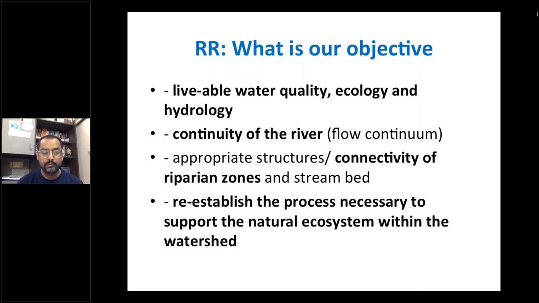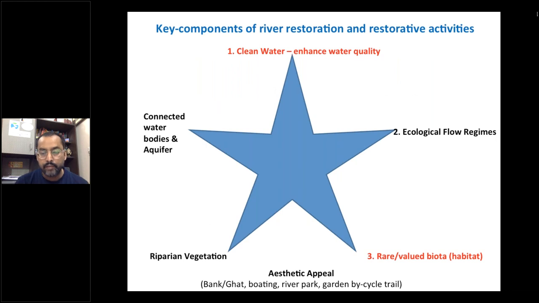And re-establishing the processes is not an end state. It is a very dynamic and continuously evolving framework. It's not a static framework that we want to start with. So even in our planning, the master plan may look static, but in the master plan you have to think about the third dimension of supporting the natural ecosystem, which we often forget as planners. So I made this panchamrit, the five components of river restoration activities. The urban planners have added one more, that is aesthetic appeal. But if you do these five things, aesthetic appeal would also come.